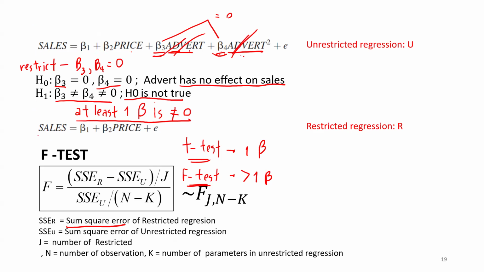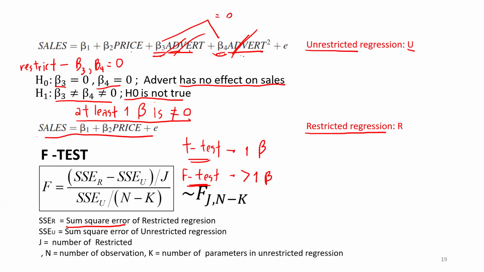Then your equation becomes sale depends on only price. So the equation where we force beta 3 and beta 4 to equal 0, we call it the restricted regression. And the one which is longer, we call it the unrestricted regression, U.